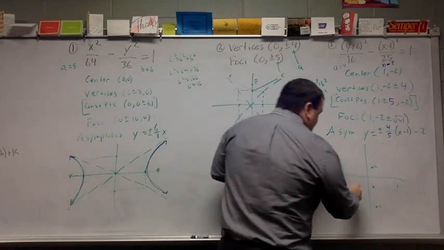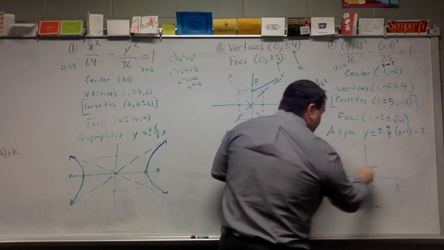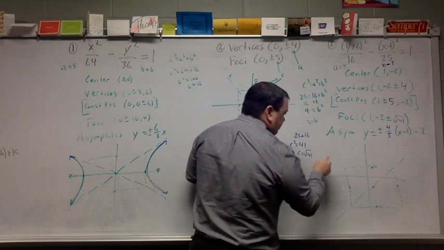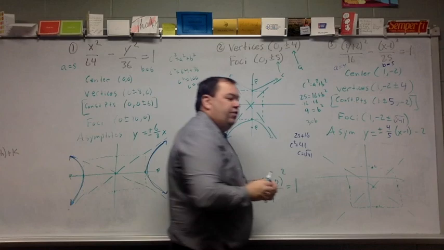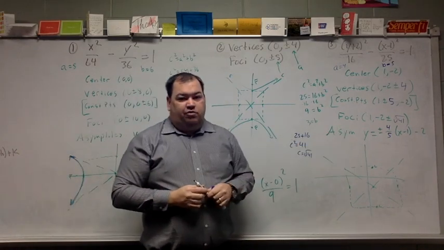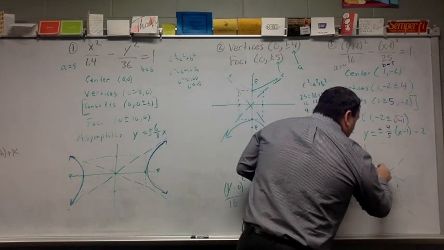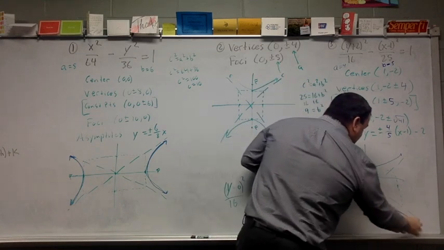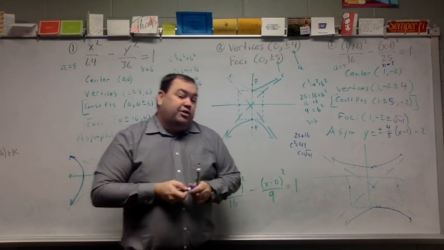So if I go ahead and make this rectangle that goes through all those points and connect the diagonals, there are my two asymptotes. That's the equation I was looking for. So the actual hyperbola sits right here. I use the vertices as starting points. I get close to the asymptotes, but I don't actually cross them.